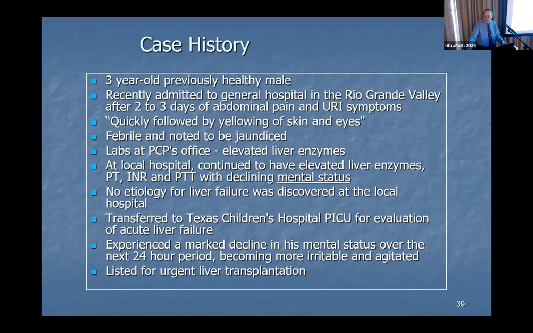So in his PCP's office before he was admitted, he had elevated liver enzymes, and at the local hospital these continued to be elevated, as well as elevated coagulation factors, and his mental status was declining. There was no etiology for the liver failure discovered at the local hospital. He was transferred to our hospital and admitted to the PICU because of acute liver failure, and experienced a really marked decline in mental status for the next 24 hours. And he was listed for an urgent liver transplant.